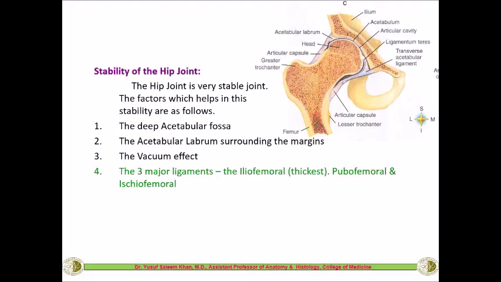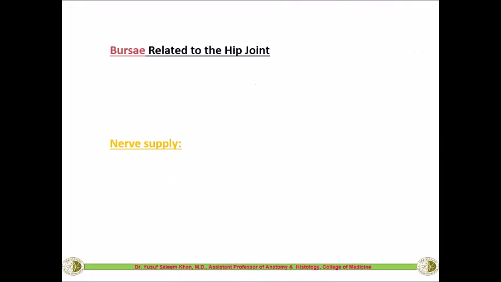Then apart from that, as I said, the three major ligaments, the iliofemoral, the pubofemoral, as well as the ischiofemoral, three ligaments which help in the stability of the hip joint. And as I said, there are also secondary ligaments like the transverse ligament as well as the ligament of head of femur. All these will help in the stability of the hip joint. One is the deep acetabular fossa, then the acetabular labrum, then the vacuum effect, the three major ligaments, iliofemoral, pubofemoral, as well as ischiofemoral ligaments, then the transverse ligament as well as the ligament of the head of the femur.